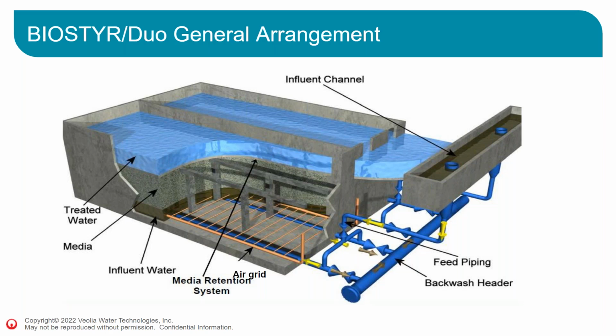This is a general arrangement of a Biostyr and a Biostyr DUO cell. The wastewater is either fed through an effluent channel, or it can be pumped for a smaller application. It goes to the bottom of the cells. From there, the water goes up through the filter. There's the media floating there. There's a nozzle deck, which is the media retention system, and then the water goes to the top of the cells, where it flows back to an effluent channel.